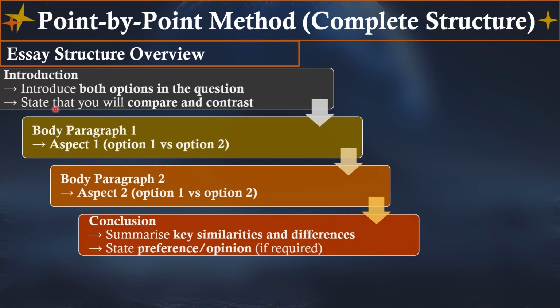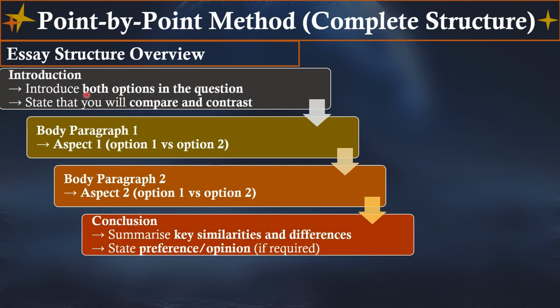In this structure, the introduction presents both options given in the question and makes it clear that the essay will compare and contrast them. Each body paragraph focuses on one aspect and explains how the two options given in the question are similar or different within the same paragraph. This is important. We don't write about one option alone. We compare them directly in the same paragraph.